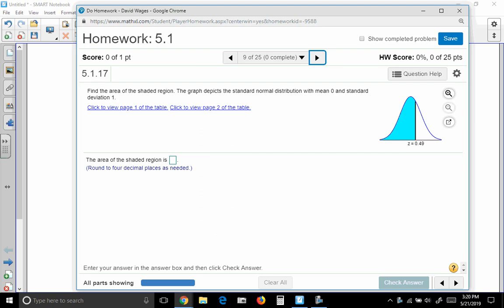Work some of the homework problems. So let's just jump right in. This is actually number 9. And they give us a picture. And they want us to find the area of the shaded region.